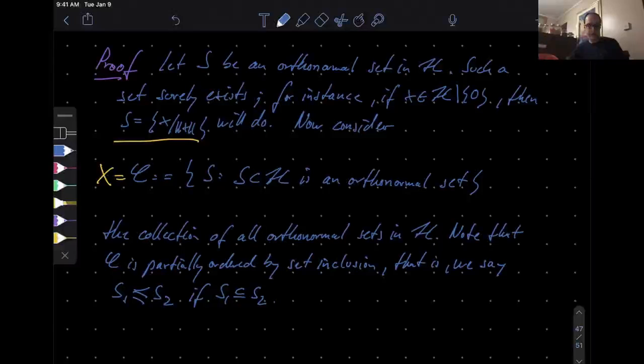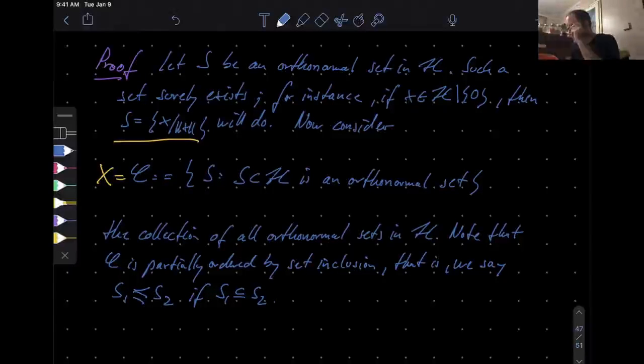You have to show that it's reflexive, anti-symmetric, and transitive, and that should be clear from the properties of set inclusion. Now you have to take an arbitrary chain and show that it has an upper bound. Once you have done this, Zorn's lemma kicks in and guarantees the existence of a maximal element, and then we have to convince ourselves that the maximal element is indeed the basis that we are looking for.